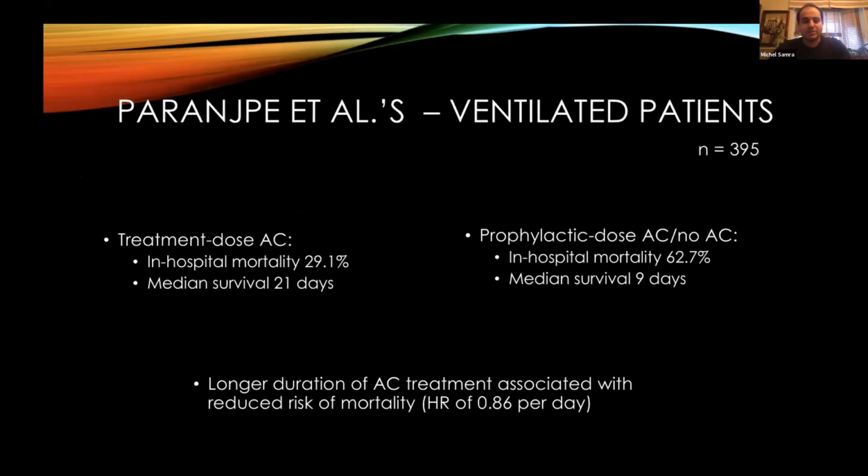It becomes more interesting. You can see that in the treatment group, their in-hospital mortality for ventilated patients was about 29%, whereas in the prophylactic group it was closer to 63%. And obviously you see a large increase in survival as well, 21 days versus 9 days. They also noted that a longer duration of anticoagulation treatment was associated with a reduced risk of mortality, with a hazard ratio of about 0.86 per day.